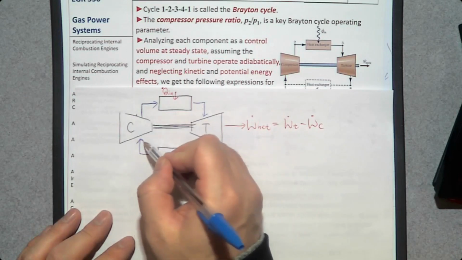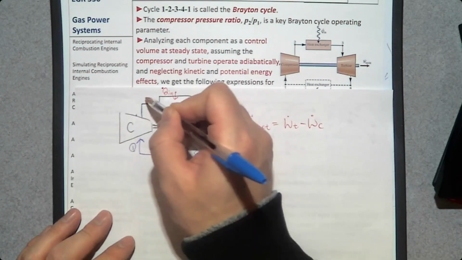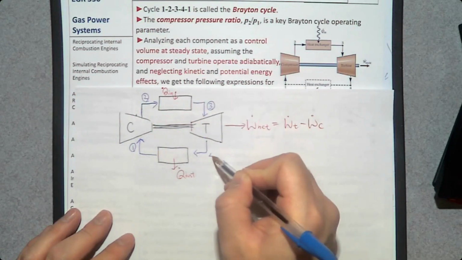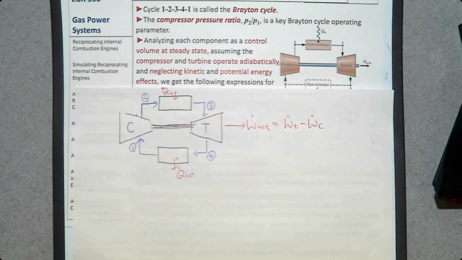So the inlet of the compressor is number 1, the inlet of the heat exchanger number 2, the inlet of the turbine number 3, the inlet of this heat exchanger is number 4. So how many energy balance equations do we need? One for the compressor, one for this heat exchanger where heat is added, one for this turbine, and one for this heat exchanger where heat is rejected. So 4 energy balance equations.